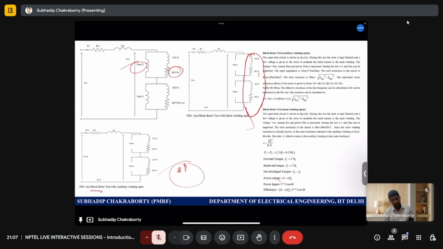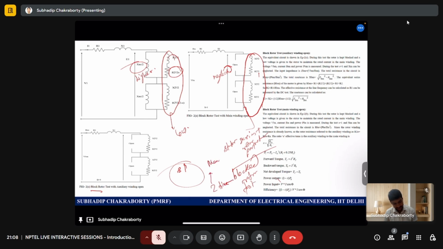Because you have higher slip and lower impedance, these are low and this is almost higher, so it can be neglected. And you get these parameters, series plus rotor parameters, using the block rotor test. But you need to do it 2 times, main plus auxiliary. So this is the main, this is the auxiliary.